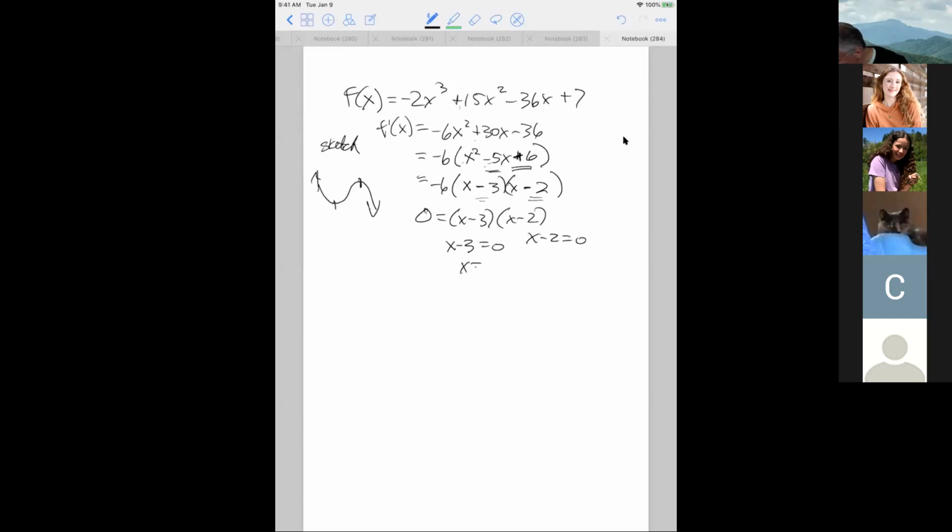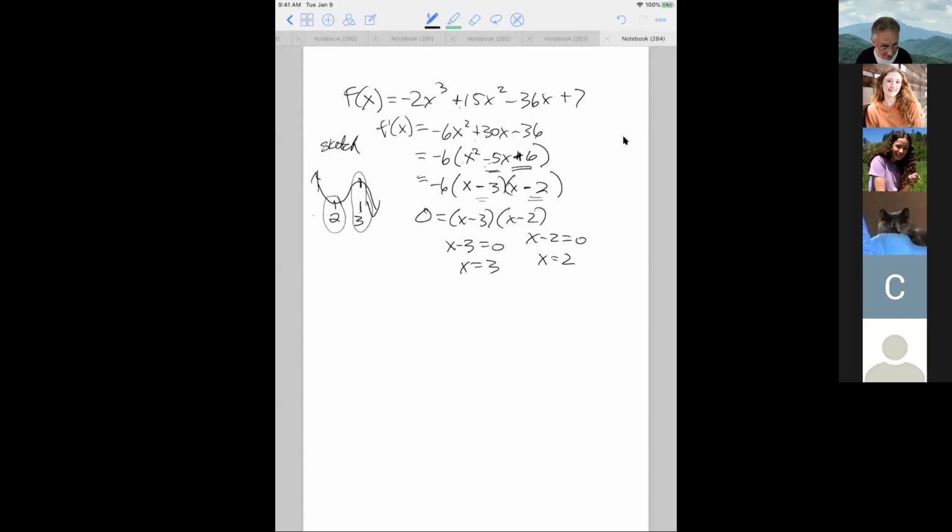Okay, that means x equals 3 and x equals 2. So look what's happening here now. Go back to my sketch. 2 and 3 are the two critical numbers, right? This is the shape. Where's the slope equal to 0? At 2 and at 3. I don't know where it is on the graph, but it's in this kind of relationship. 2 is here, 3 is here.